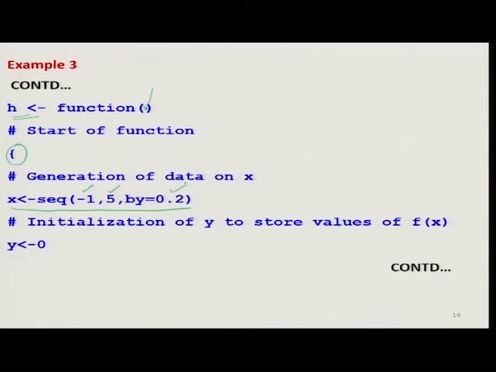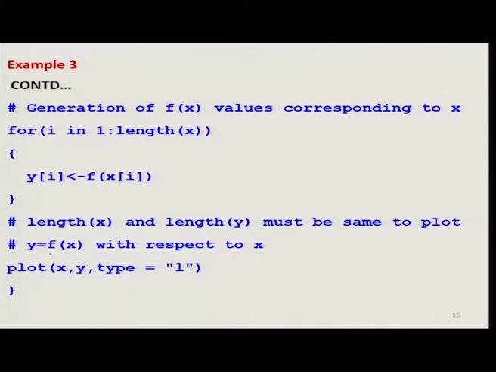Now, I need another variable to store the value of my function f(x). So, for that I define another variable y, and the initial value of y is 0. Now I have to generate the value of y based on f of x, because I want to have the values of x and y. In order to plot something, I need 2 values x and y, and that is what I am trying to generate here.